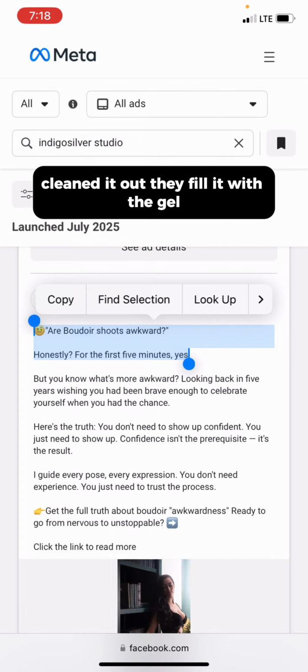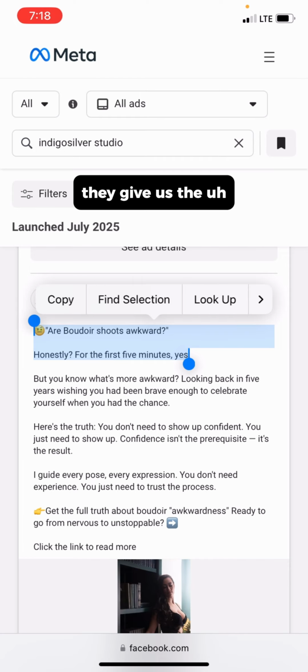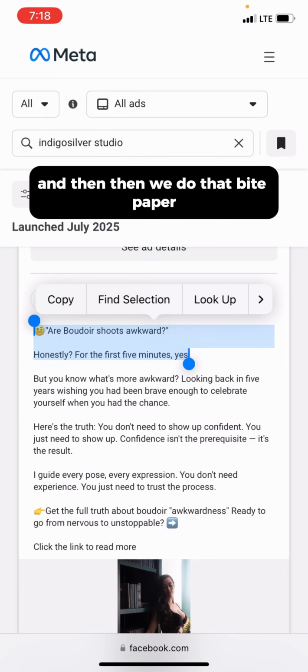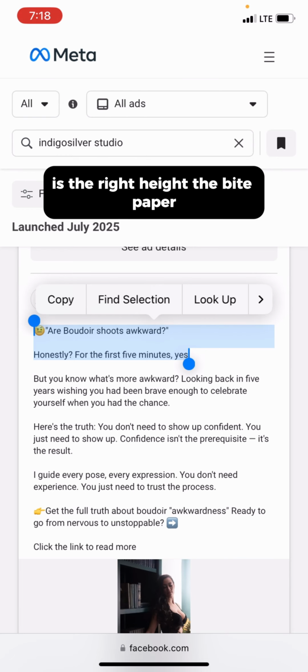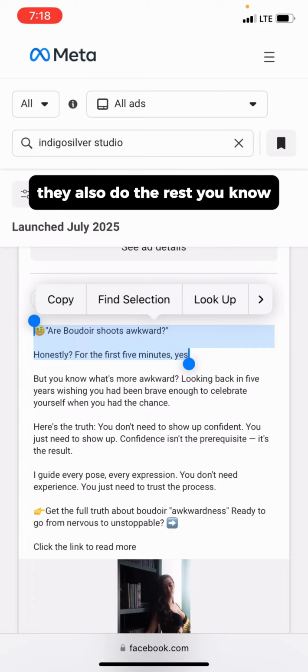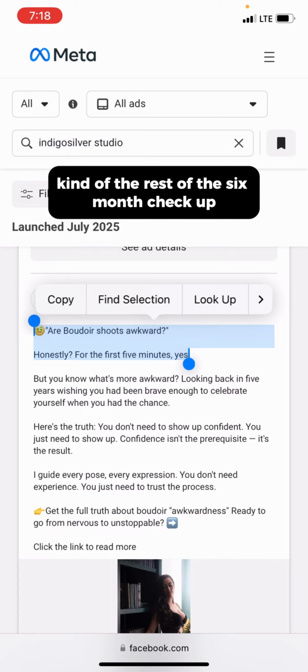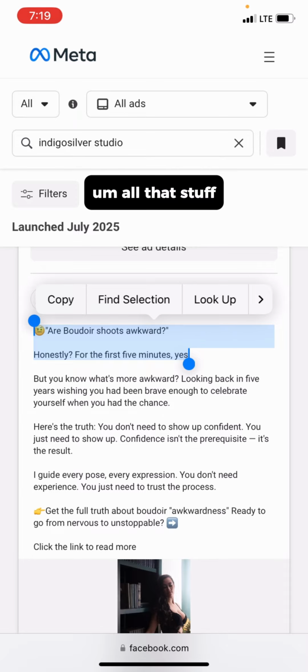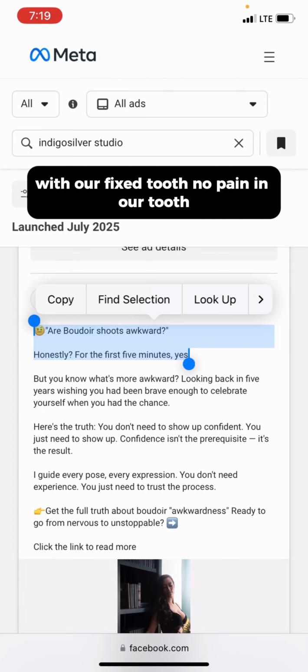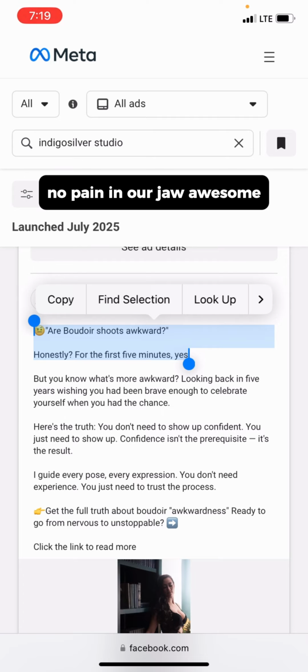So they clean it out. They fill it with the gel. They give us the UV pen to harden it. And then we do that bite paper to see if the tooth that they filled in is the right height. They also do the rest of the 6-month checkup, teeth cleanings, all that stuff. We leave the dentist, kind of biting in the air with our fixed tooth. No pain in our tooth, no pain in our jaw. Awesome. And then we go to breakfast.